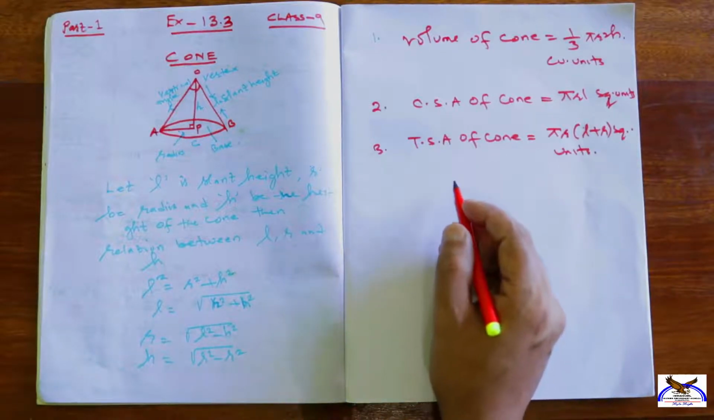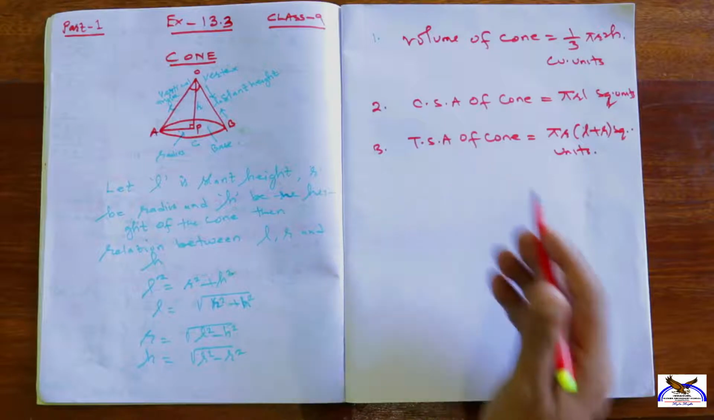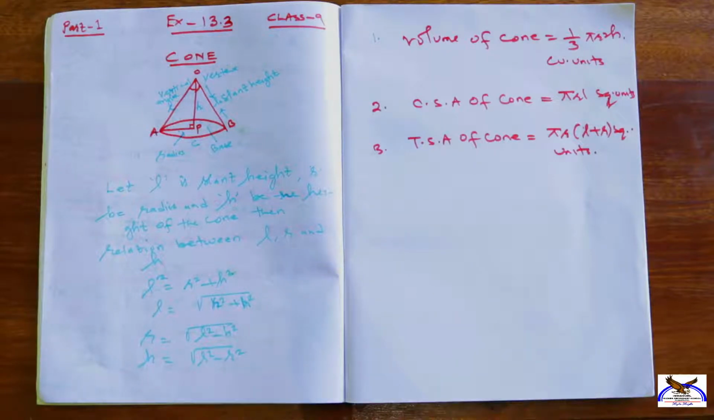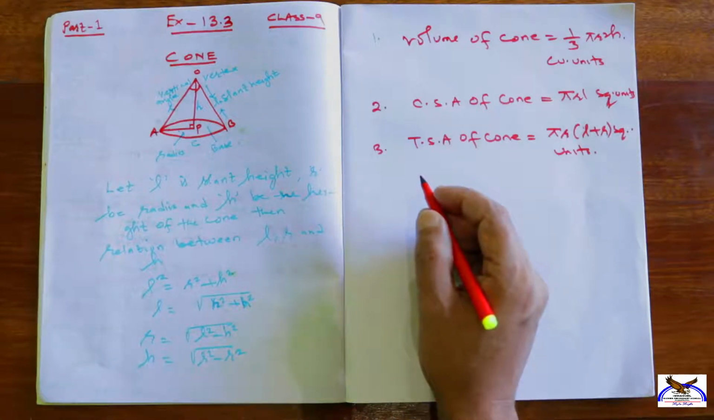Now let's go to exercise 13.3. You can take out your textbook and go through it. Question number 1 we are supposed to do now. Your question is B1, page 237. The diameter of the base of a cone is 10.5 centimeter and its slant height is 10 centimeter. Find its curved surface area.